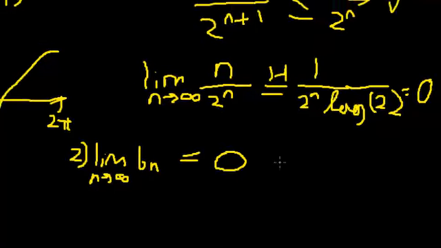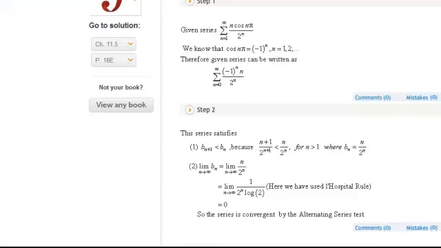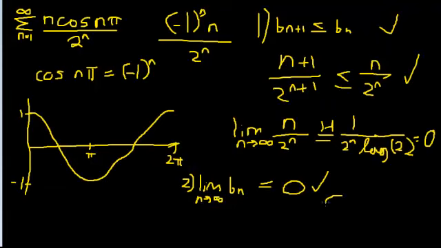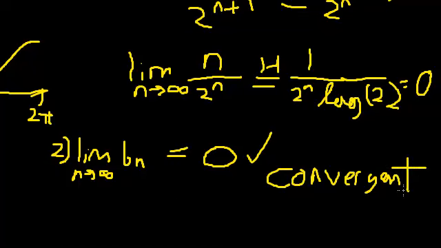So both check out, which means that the series is convergent by the alternating series test. So I'll just write it out.